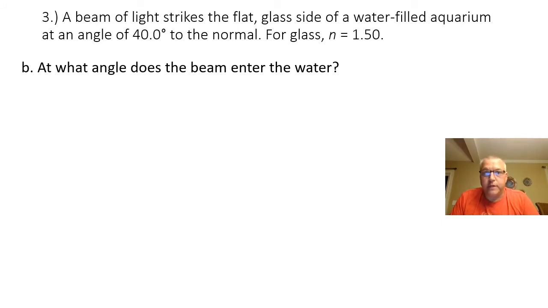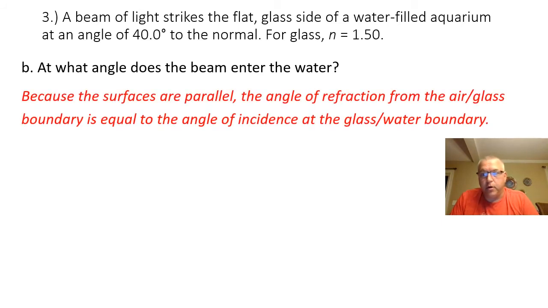Now, because both sides of the glass are parallel to one another, the angle of refraction from the air-glass boundary is going to be the same as the angle of incidence at the glass-water boundary. And that is just your alternate interior angles that you should remember from your geometry class. And why wouldn't you remember that from your geometry class?